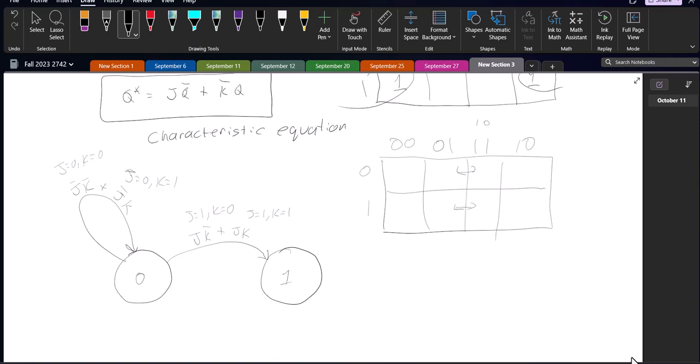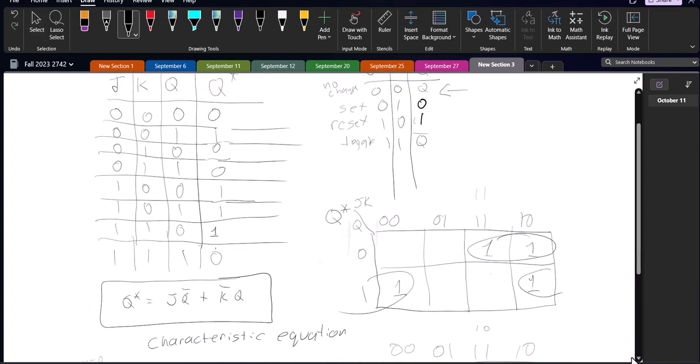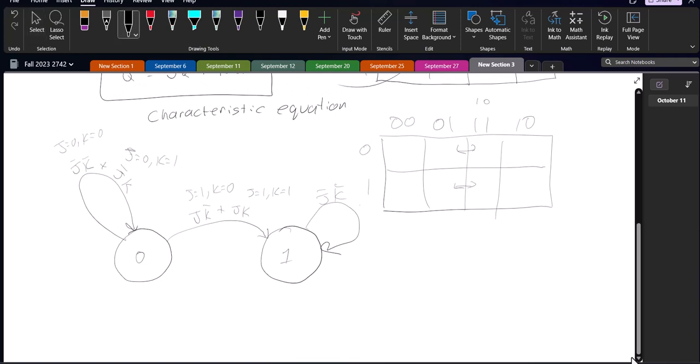So those are all of my possibilities starting with 0. I went through all 4 of my possibilities for my j and k inputs. Okay, so now if I'm in state 1, if j and k are both 0, I stay in state 1. And I'm just going to write j bar, k bar. I also stay in state 1 if j is 1 and k is 0. So that'd be plus j, k bar. Now, if j is 0 and k is 1, so that'd be j bar, k, that takes me back to 0. Or if I get a toggle, which is where they're both 1.